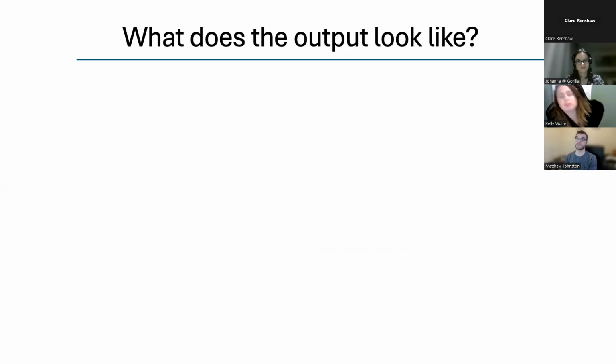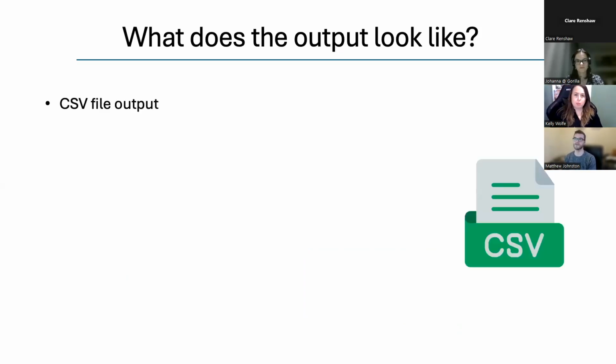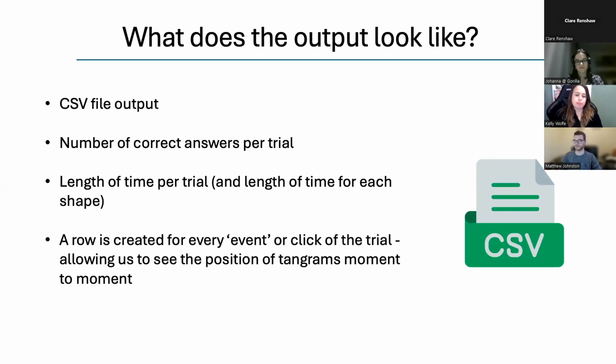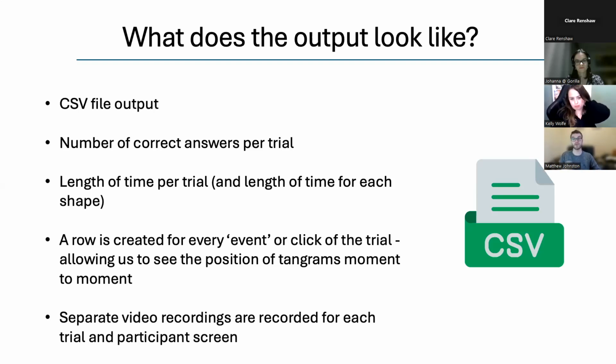And then what does the output actually look like? What does our data actually look like? We get a CSV file, and this shows us the number of correct answers per trial. It shows us the length of time per trial, and importantly, the length of time for moving each shape. We get a row created for every event of the trial, allowing us to see the position of the diagrams moment to moment. And we also get separate video recordings for each participant and each trial. So that actually saves a lot of pre-processing for us.